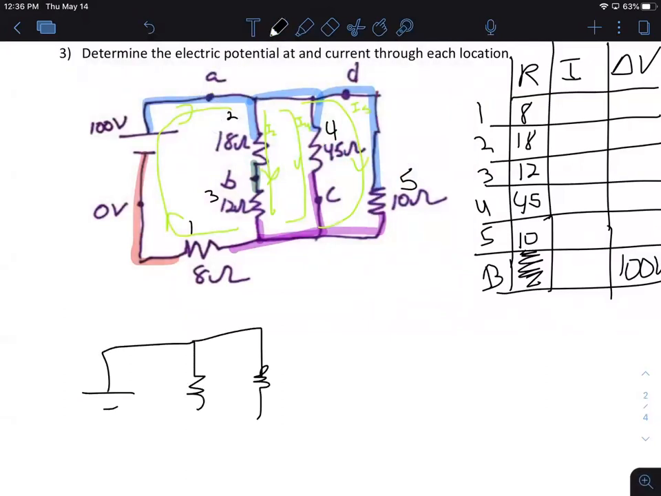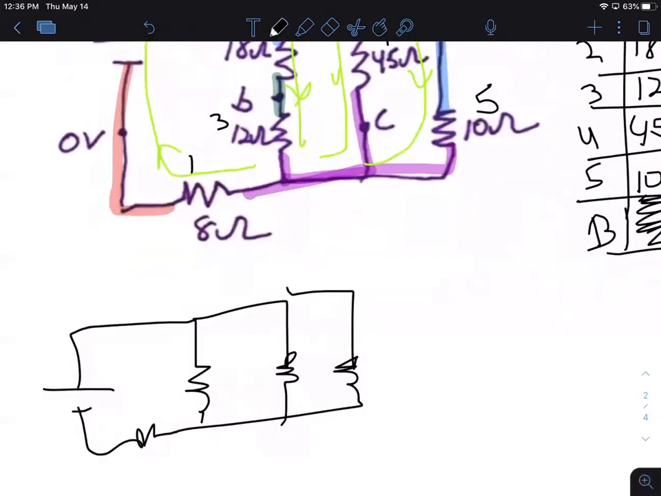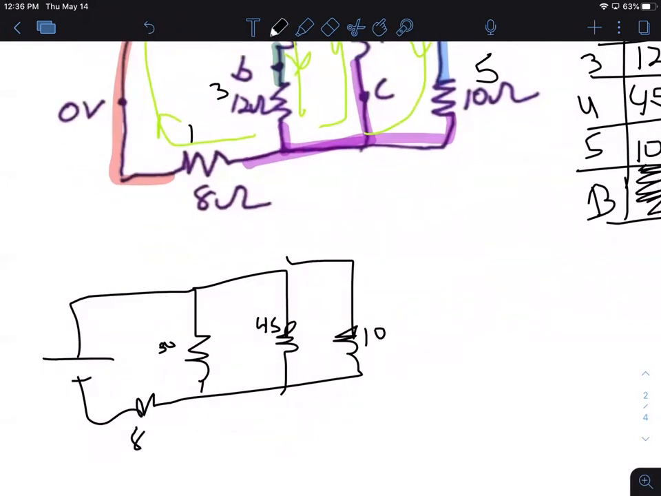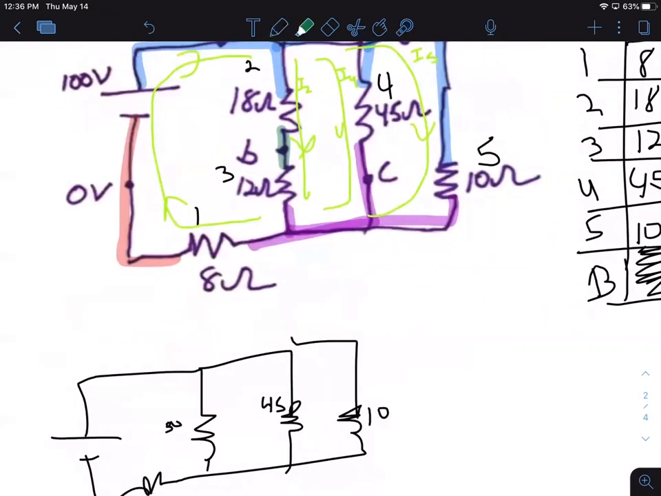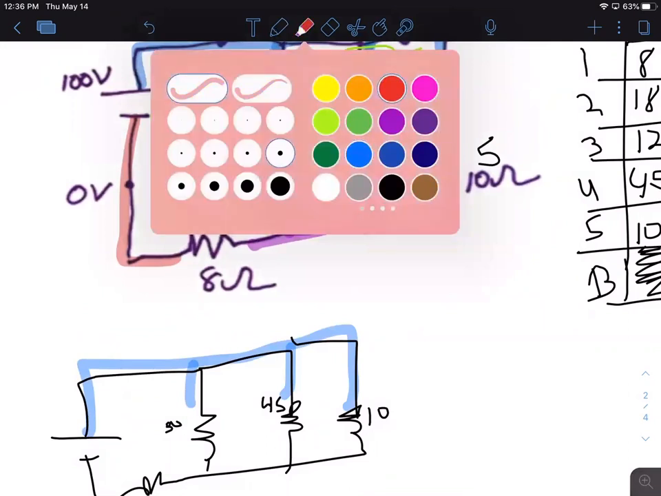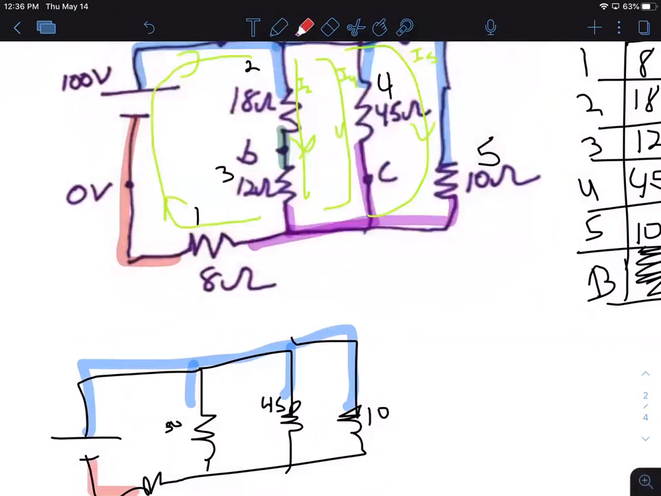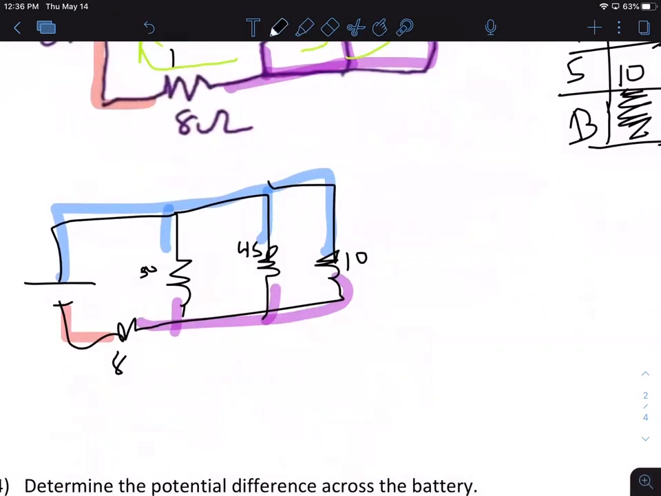So 3 resistors going on here. And the last one, 30, 45, and 10. And this one's my 8. These are now all in parallel. By combining resistor 2 and resistor 3, their combined resistor is going from that blue to purple potentials. So now I have 3 resistors in parallel.